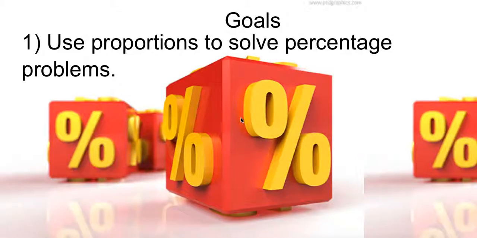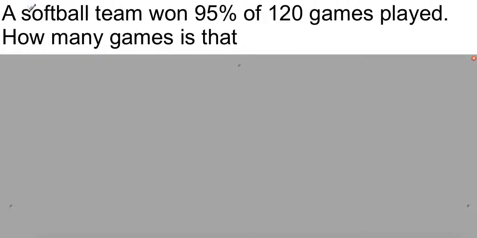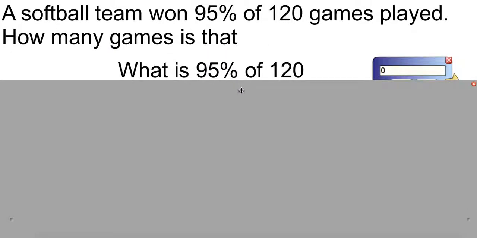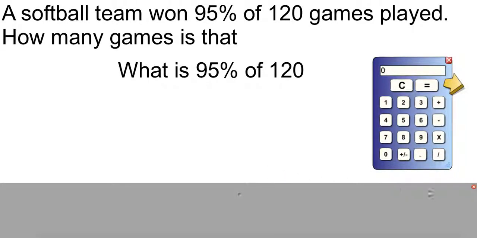In this video, our goal is to use proportions to solve percentage problems. Now, in our first example, we have that a softball team has won 95% of their 120 games played. How many games is that? So what we're looking for is what is 95% of 120.